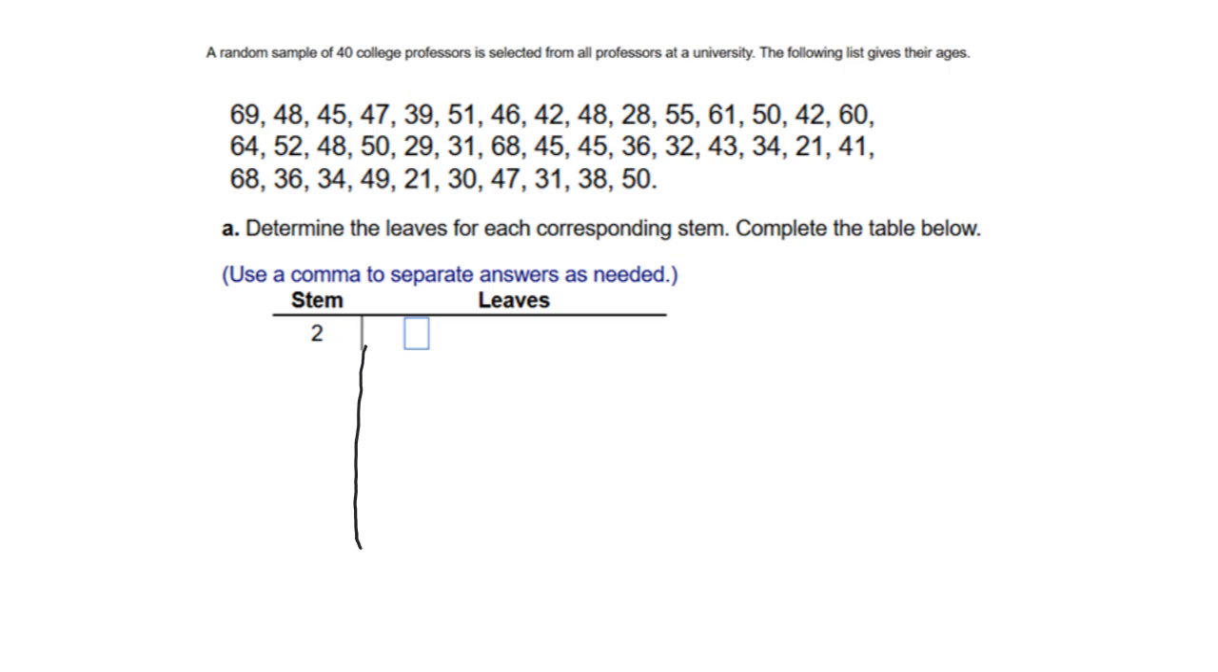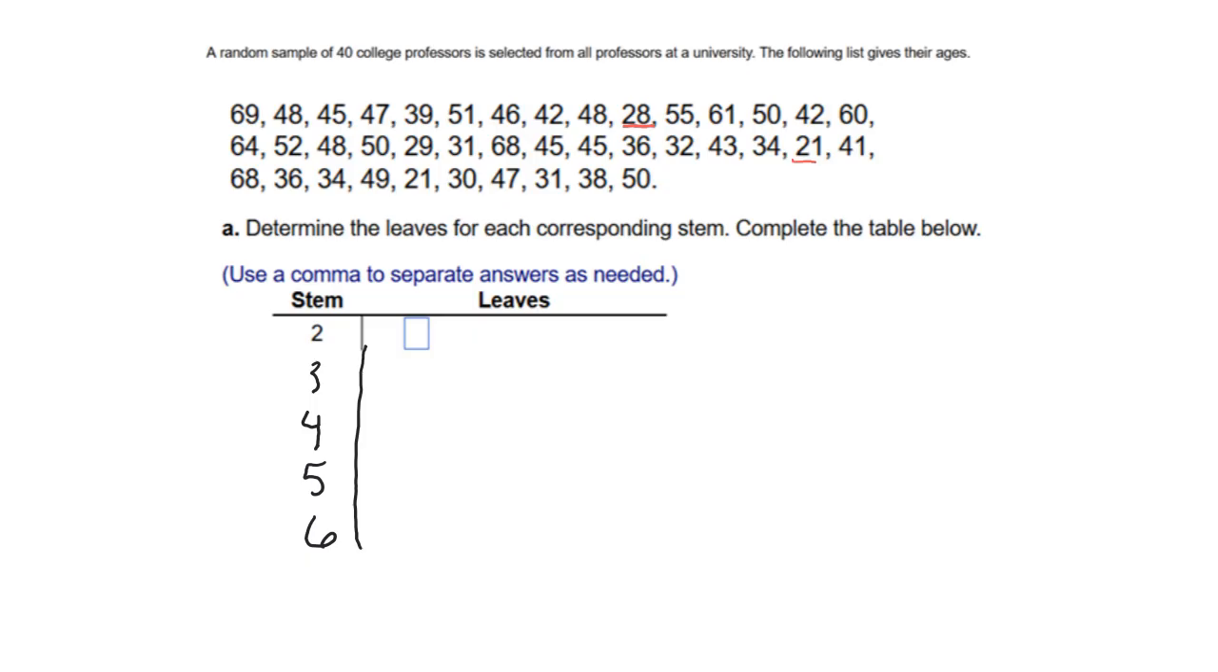So they started us out with 2. And what you do is you look at your data set, what is the highest number you have? And I believe we go all the way out to the 60s. So we'll have 2, 3, 4, 5, and 6. Those would be our stems. All right, so to get started, what we can do is go and identify all the numbers in the 20s. And let me see if I can find them.